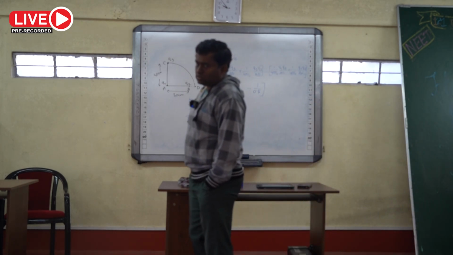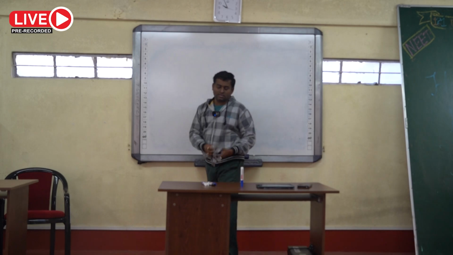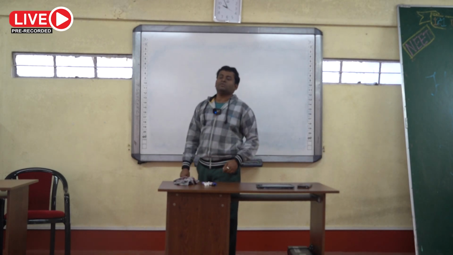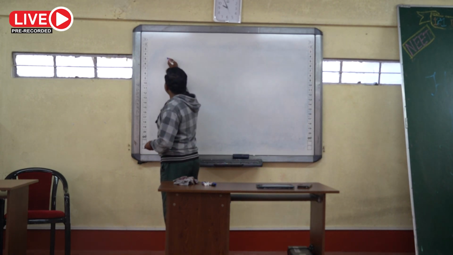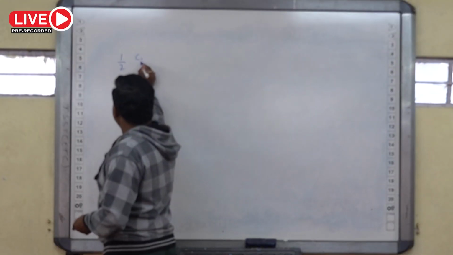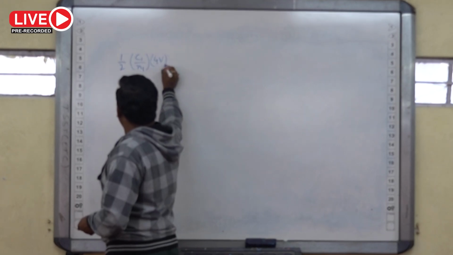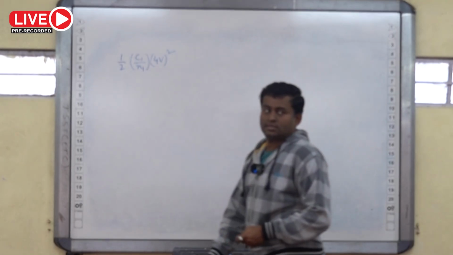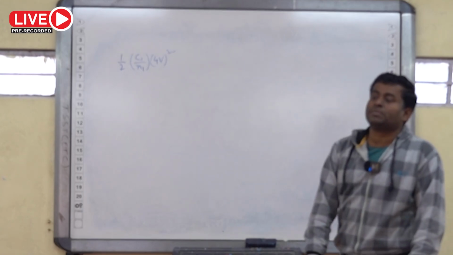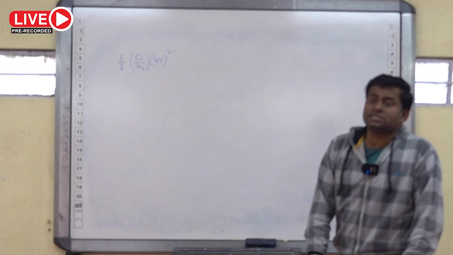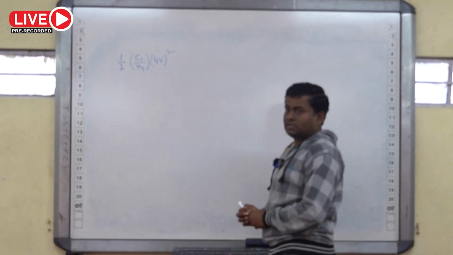Calculate the energy stored in the two cases and then equate. In the first case, all N1 capacitors are connected in series, so their equivalent capacitance is C1 by N1. The energy stored is half C1 by N1 into 4V whole square, since energy is half C equivalent V square.